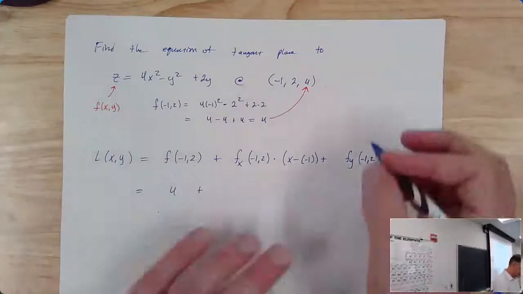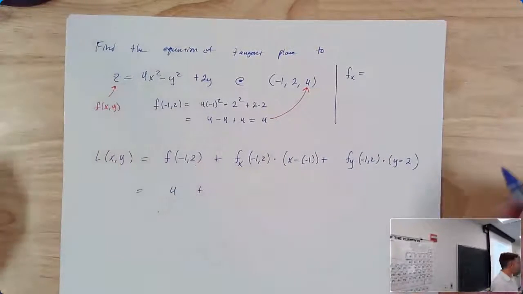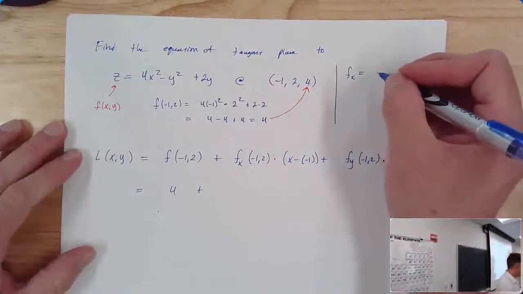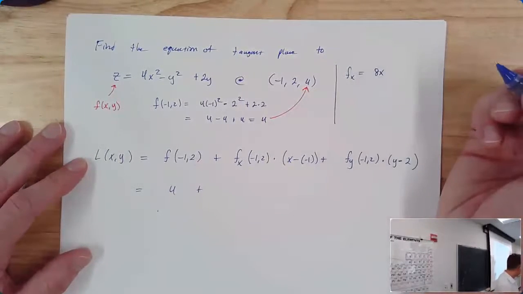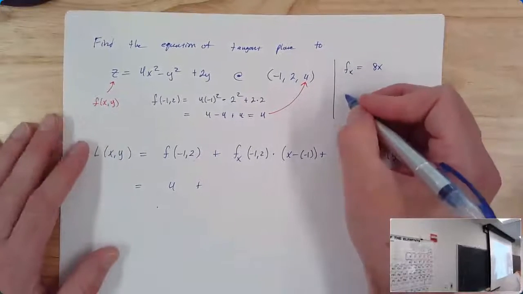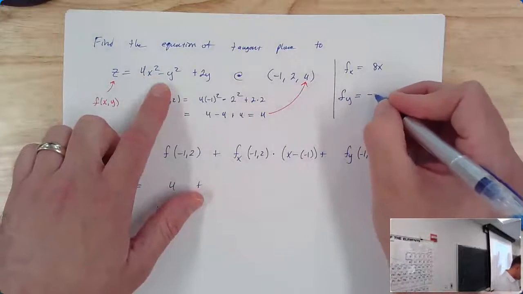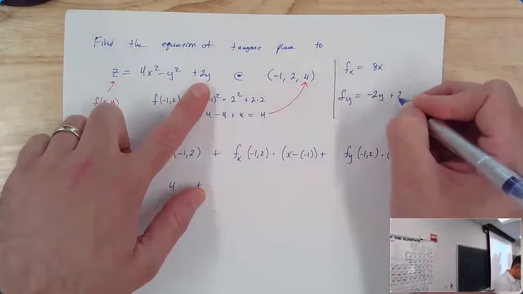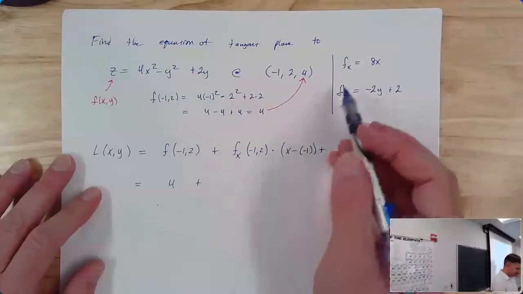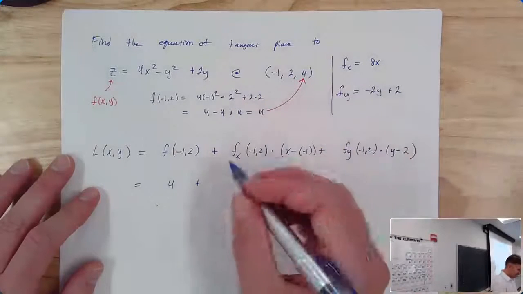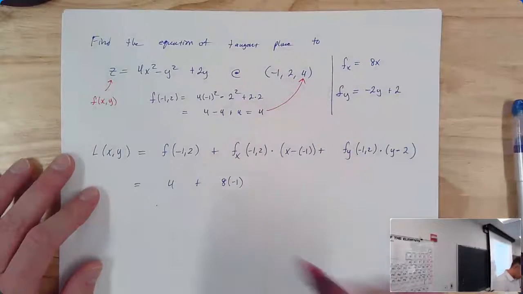plus, okay, let's write down the partials up here. So my f_x is what? 8x. And f_y is going to be the partial with respect to y, which is 0 minus 2y plus 2. So I'm going to plug in these points. If I plug in -1, 2 into my partial with respect to x, I'm going to get 8 times -1.